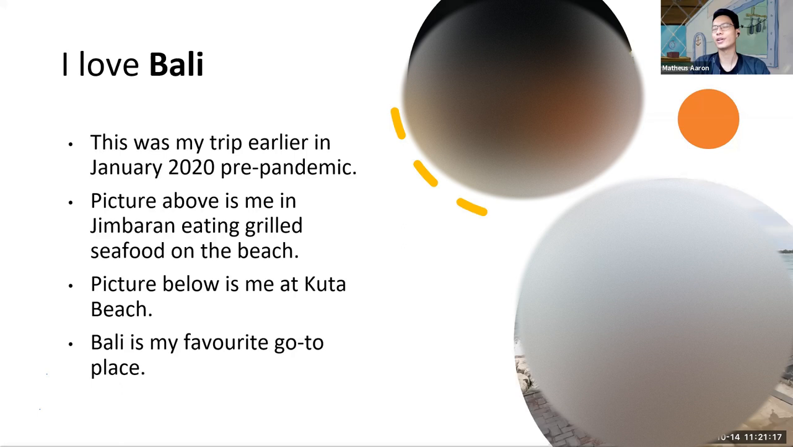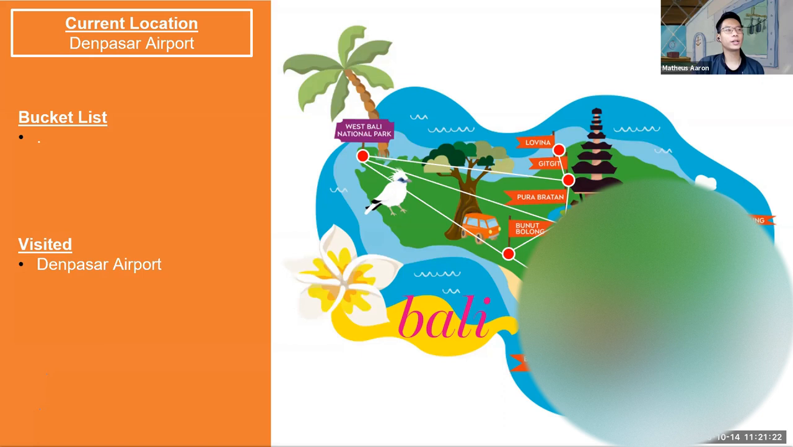Remember earlier we had a maze? In this case, we also have a map. From Singapore, we just landed at the Ngurah Rai International Airport at Denpasar. So our current location is Denpasar Airport. Now because of the COVID pandemic, I'm stuck at home. When I travel, I really want to go everywhere. So my goal is actually to visit all the places on this map.